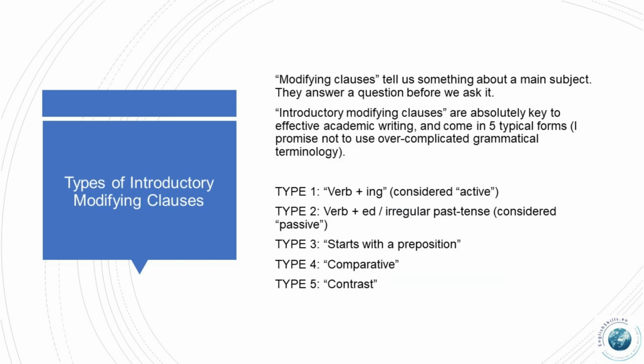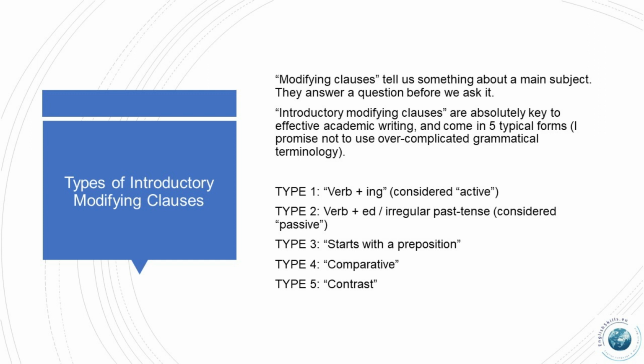We're going to look now at types of introductory modifying clauses. Modifying clauses tell us something about a main subject. They answer a question before we ask it. So again, it's all about giving information which we feel will be useful before someone has to ask a question. So introductory modifying clauses are absolutely key to effective academic writing. We've come up with 5 typical forms. We're not going to use overly complicated grammatical terminology here. We've probably had enough of that already, right?